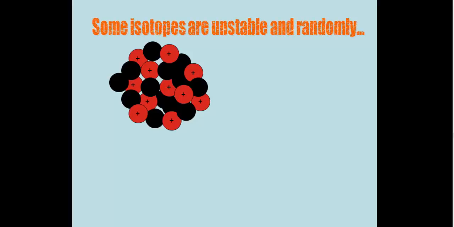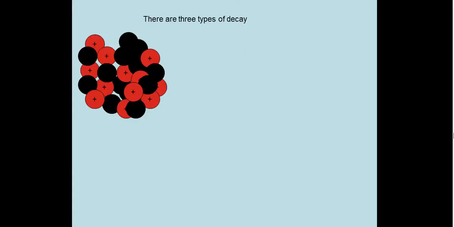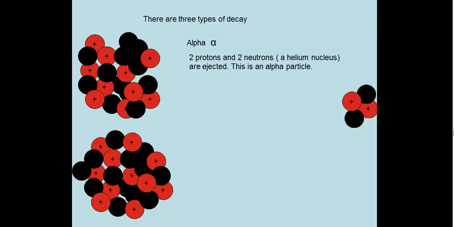Here we have a nucleus, and it is an isotope of an element, and some isotopes are unstable and will randomly decay. In this case, this nucleus has ejected 2 protons and 2 neutrons in one particle. There are 3 types of decay. We've just seen alpha decay. In alpha decay, the nucleus ejects 2 protons and 2 neutrons. This is a helium nucleus, also known as an alpha particle. It comes out at about 10% the speed of light, which is almost fast enough to go round the world in a second.